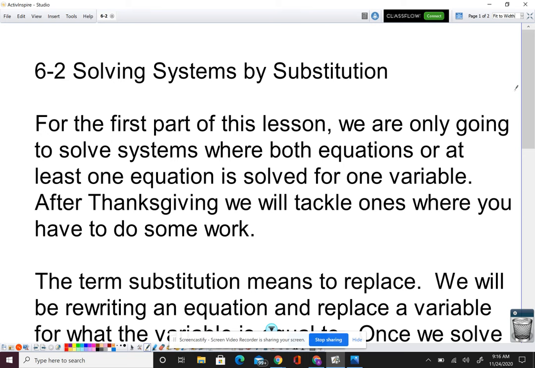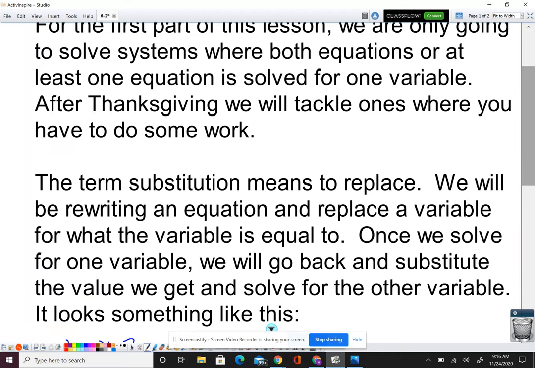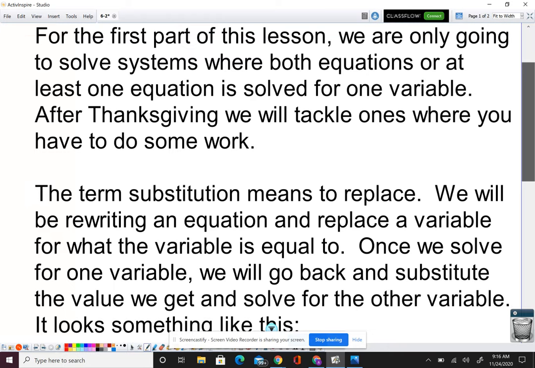Okay, 6.2, solving systems by substitution. This is what I kept trying to do when you guys were asking those questions there. So we're going to take 2 days for this section. It really shouldn't take 2 days, but because of the Thanksgiving break, I'm breaking it up. And today you will have a relatively easy assignment.